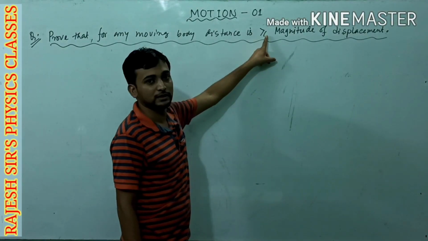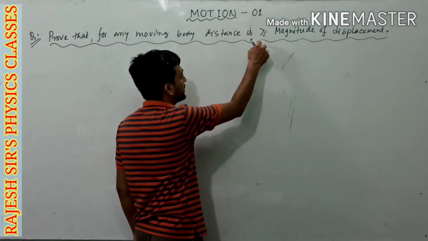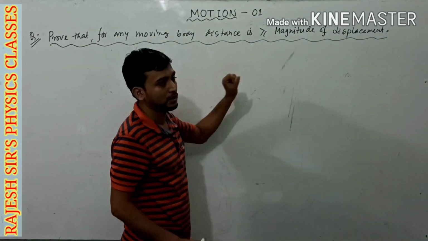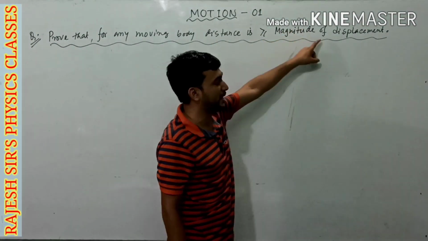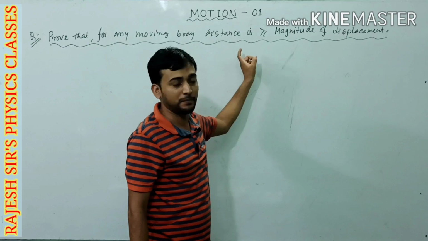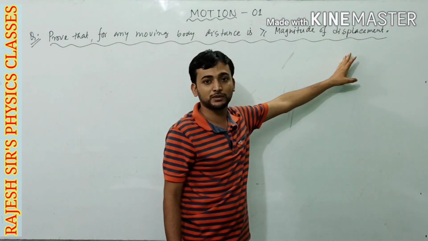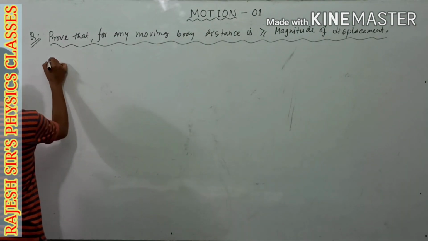So in this case, distance and displacement both are comparable. If you look at this inequality symbol, there are two relations. One is greater than, another is equal to. So we will prove this part by part. In the first part, we will show distance is equal to magnitude of displacement, and in the second part, we will show distance is greater than magnitude of displacement. So there are two possible cases.